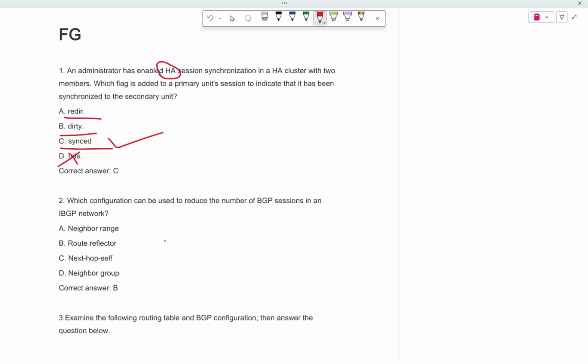Now, let's look at the second question. The second question is relatively simple. It asks, in a BGP link, how can you reduce the number of IBGP neighbor relationships? The answer is definitely this one: BGP route reflector.